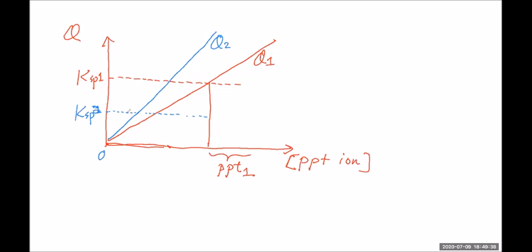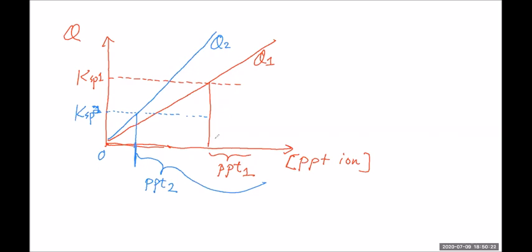And precipitate 2, the second compound, have different colors. Okay. The second compound, Q2, KSP2. For compound 2 to form precipitate is where the quotient Q2 is larger than KSP2. This is the second compound forming precipitate. So basically, this is the minimal concentration for compound 2 to form precipitate, as in the X.